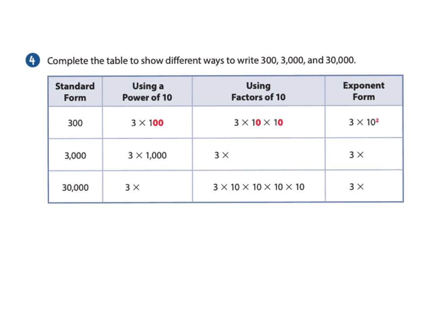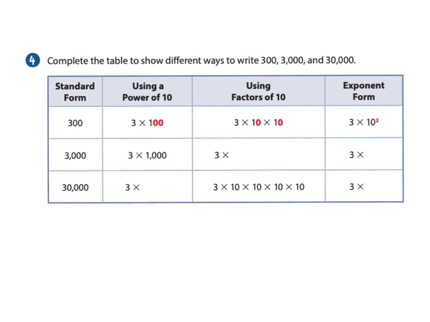One of the things we talked a lot about in class is recognizing the patterns when we're talking about powers of 10. So the first row here is filled out for us. 300 becomes 3 times 100. And look at those zeros. Notice how many zeros there are. Because when we pull it apart using factors, we've got the same number of zeros. And when we write it as an exponent, the number of zeros becomes our exponent.